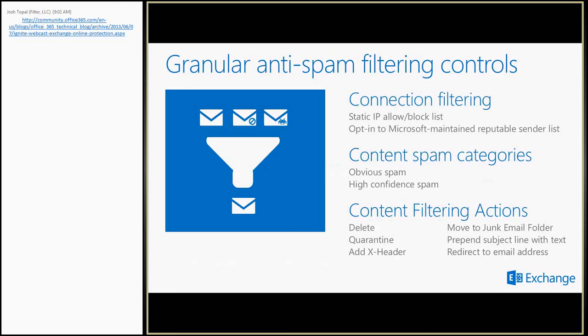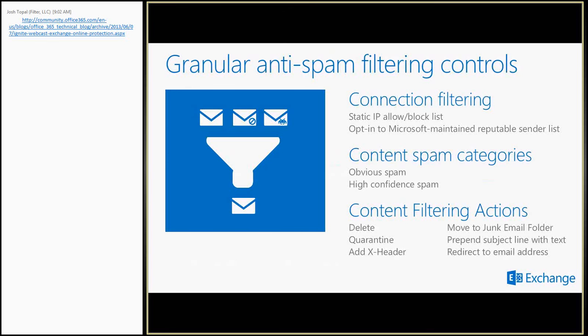So we've got obvious spam, and then we've got high confidence spam. Obvious spam is stuff that we're pretty sure is spam, but maybe you want to receive that and filter that yourselves, look at that in junk mail, for example. And then high confidence spam, which, again, we're very, very highly confident is actually spam. So, again, we've got different actions that you can take.